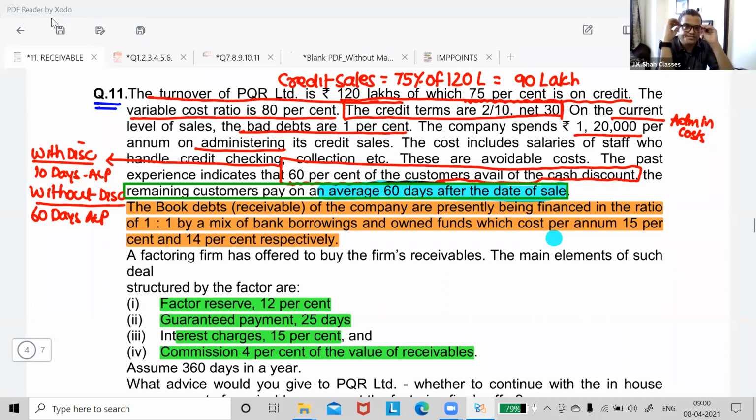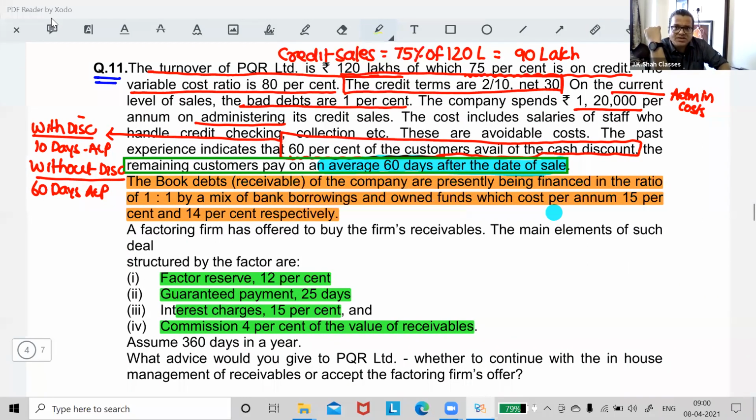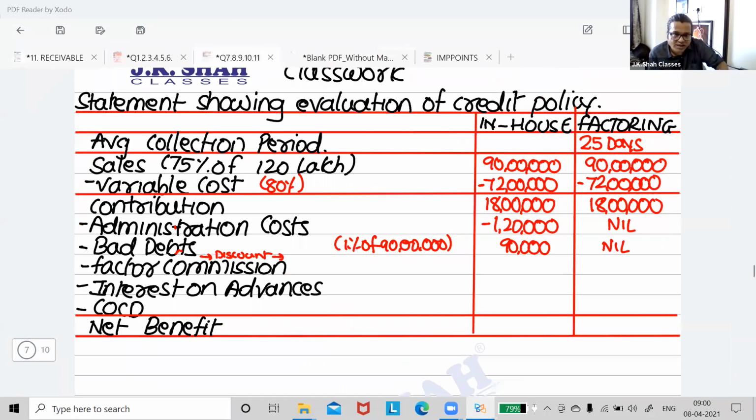See, 60% of the customers avail of the cash discount. Did you read this line, guys? Did you notice that? 60% of the customers avail what? They avail cash discount. Correct. That means now how the calculations will happen, you tell me. Yeah, your calculations are correct. Somebody posted quickly. Thank you.